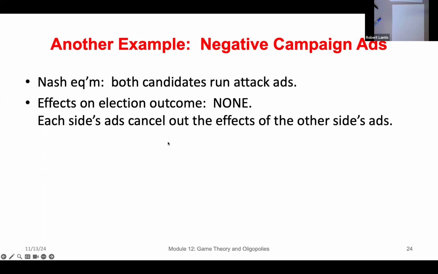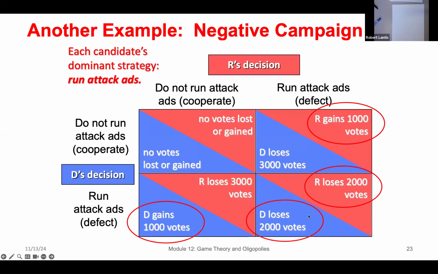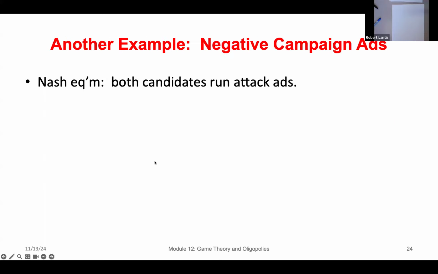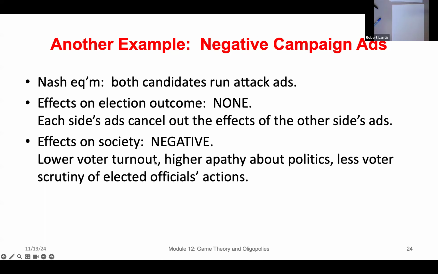This was the idea that 4,000 people now will not be voting, right? And that would be a negative result for society. So game theory can help us understand some of these issues.